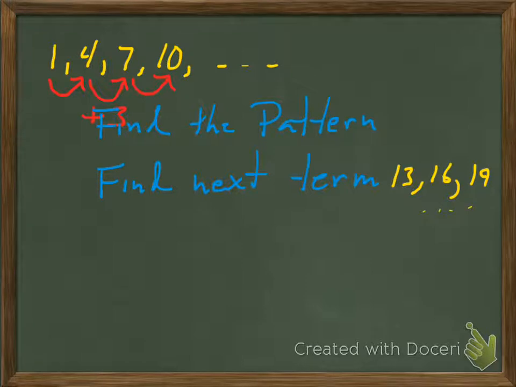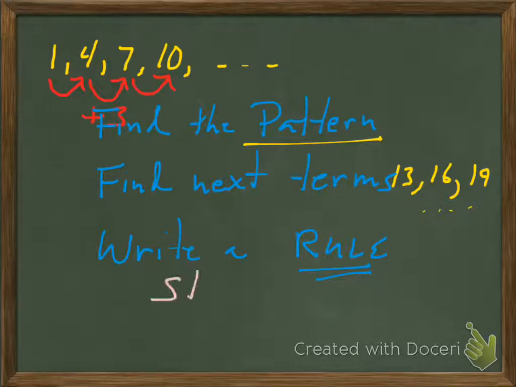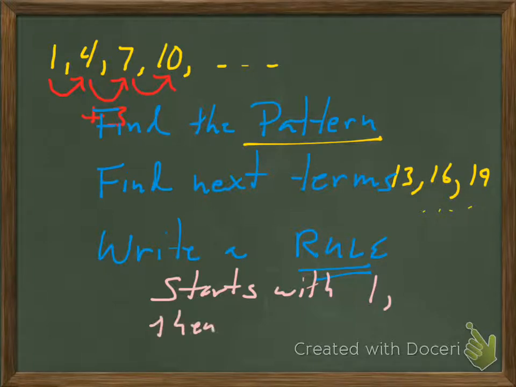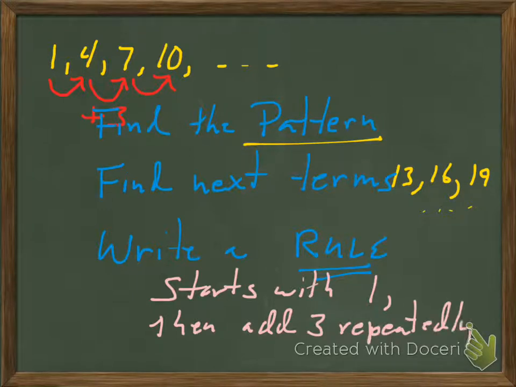Another thing that they could ask us to do is to actually write a rule. Now, a rule is a little different than finding the pattern. You still have to figure out what's going on, like you did in finding the pattern. But a rule is very specific. You're going to literally write out not only what the pattern starts with. So essentially for this first one, you'd say starts with the number 1. But then you're going to describe what happens. Then you're going to add 3 repeatedly. And that essentially is telling us 2 parts. It's telling us where we start and what we're doing.